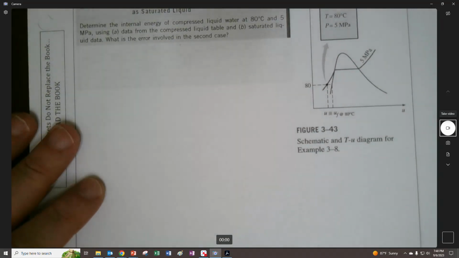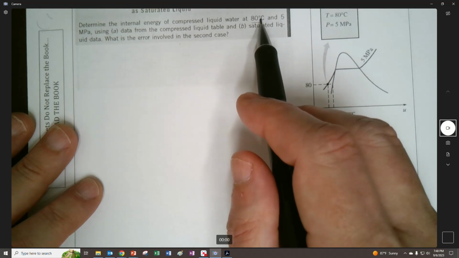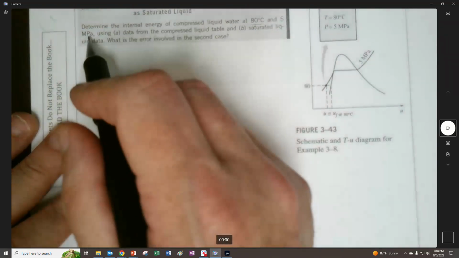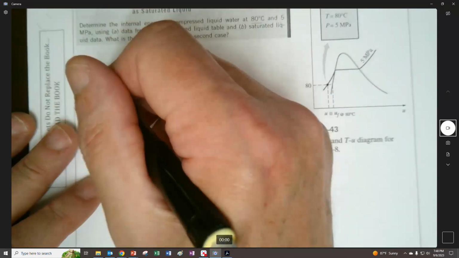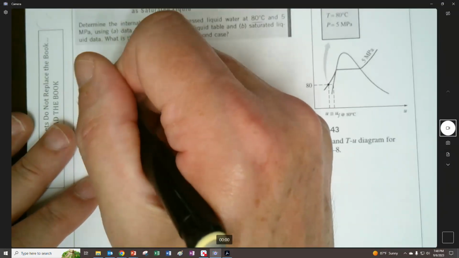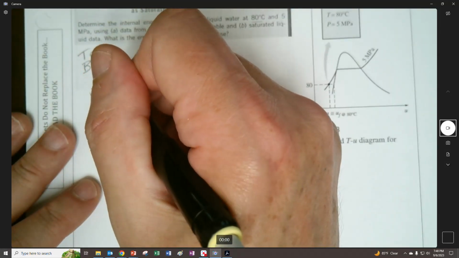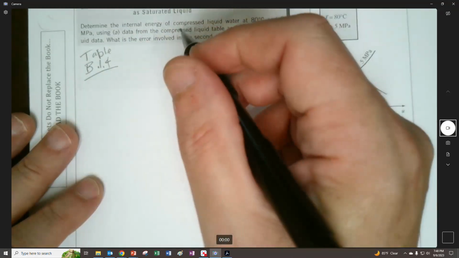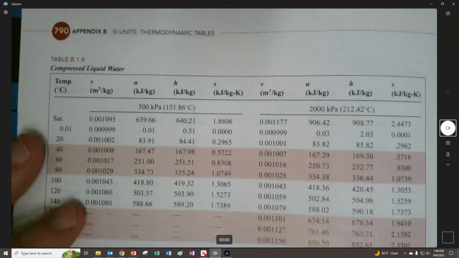So first, given the information we have at 80 degrees Celsius and 5 megapascals, let's go to the table. We already know it's probably compressed liquid. It already says compressed liquid. So let's go to the table, and check that one out. So B.1.4.